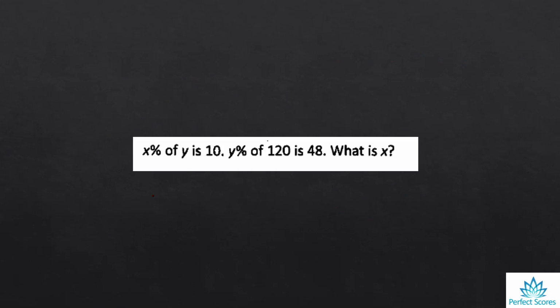So you just have to convert the English to math. So you have X%. Wherever you see the word percent, that means divide by 100. So X% of means you have to multiply, of Y is means equal to 10. Then the next one, Y% of 120 is 48. So you have these two equations now. All you have to do is get the value of X. Y is 40 and X is just 1000 over 40. X is 25.